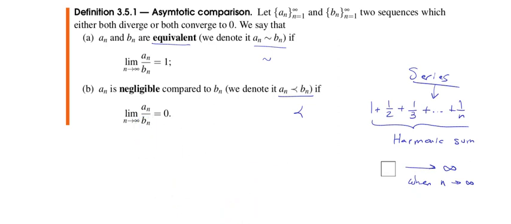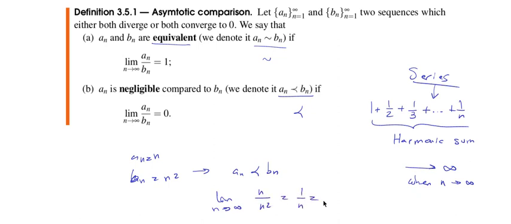An example of a negligible sequence is n compared with n squared. Then a sub n is negligible when compared to b sub n, because the limit when n goes to infinity of n divided by n squared is 1 over n, and this limit is 0.